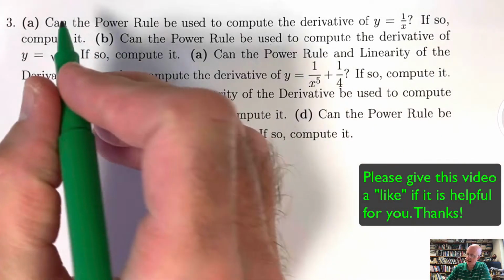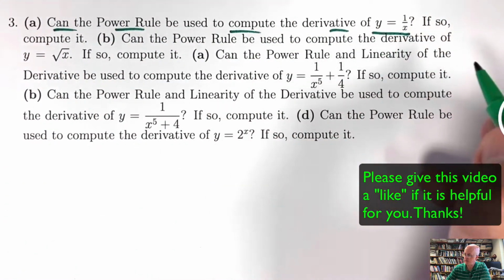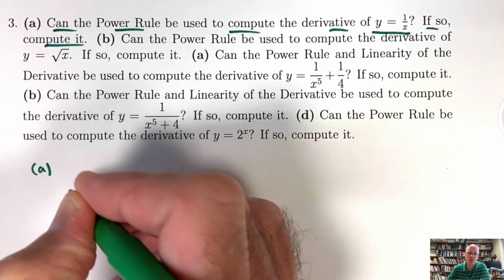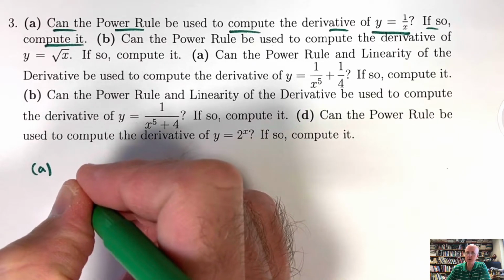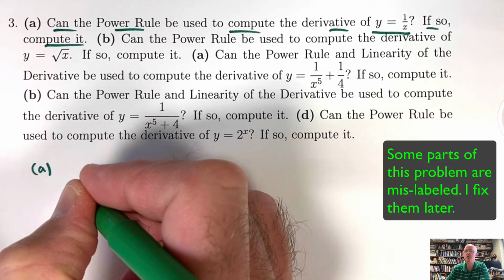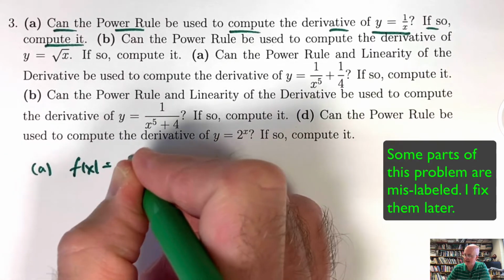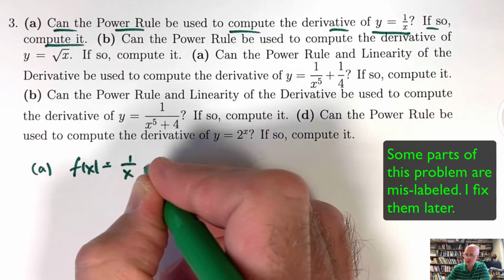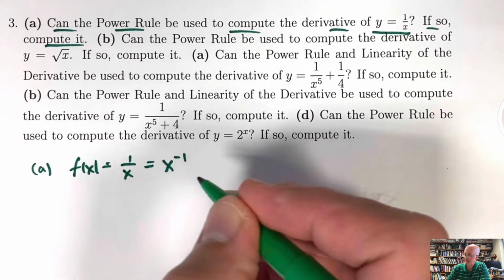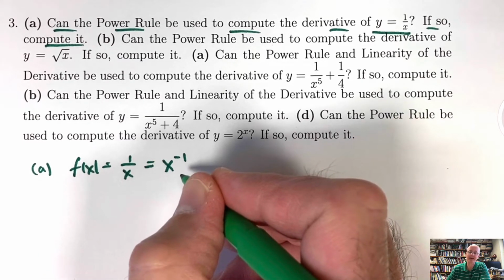Number 3, part A. Can the power rule be used to compute the derivative of y equals 1 over x, and if so, compute it? Can the power rule be used to compute that? Remember, I said in the first problem, the power rule was the derivative of x to the n equals n times x to the n minus 1, and I said that was true no matter what fixed value n has, including if n is negative. And you should know from algebra that 1 over x is the same as x to the -1 power. This is a power function. It's not a polynomial. It is a power function with n equal to -1.